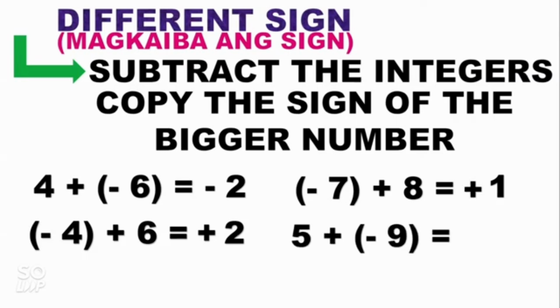Next, example, 5 plus negative 9. The sign of 5 is positive, sign ng negative 9 is negative. Magkapareho ba o magkaiba? Same or different? Different ang sign or magkaiba ang sign ng 5 and 9. So, ang gagawin natin, subtract natin ang integers. 9 minus 5 equals 4. And then, copy the sign of the bigger number. Kopyahin natin yung sign ng mas mataas na number. Alin ang mas mataas, yung 5 or 9? The bigger is 9. Ano ang sign ng 9, which is negative. Therefore, the answer is negative 4.